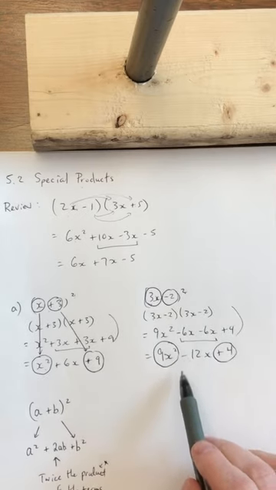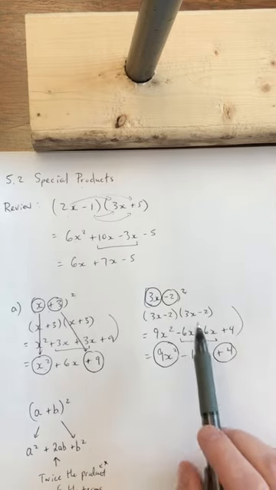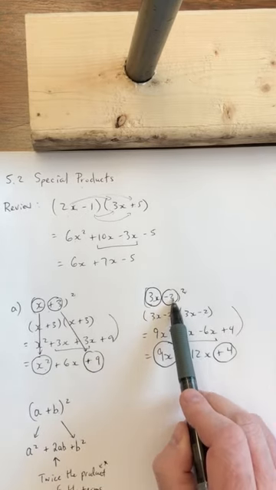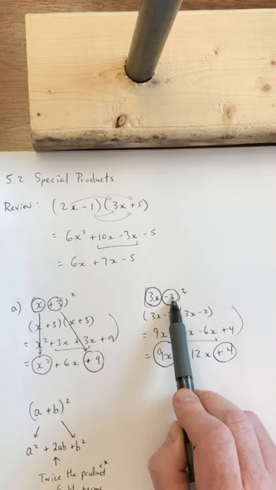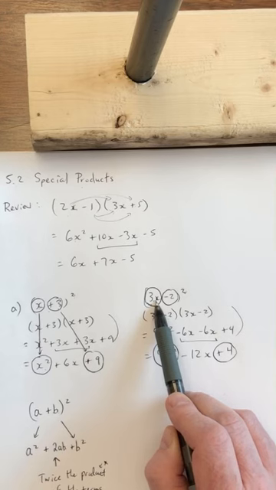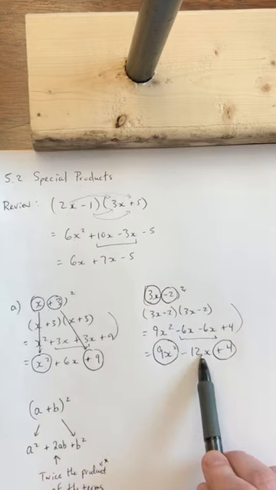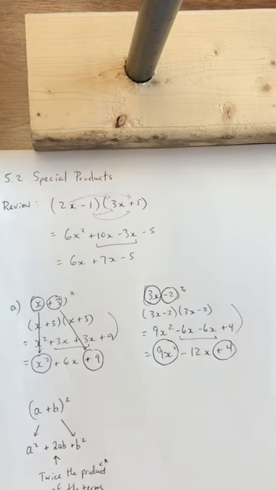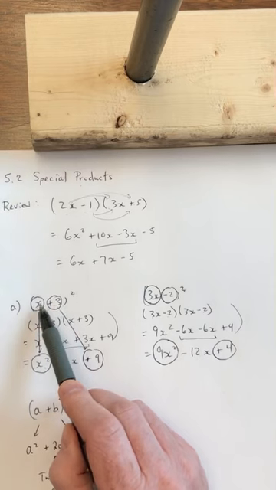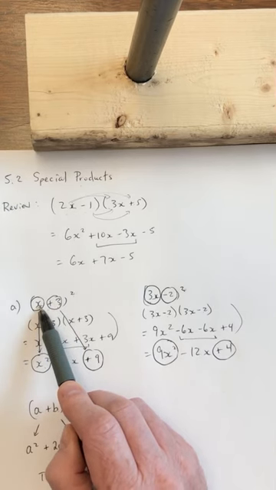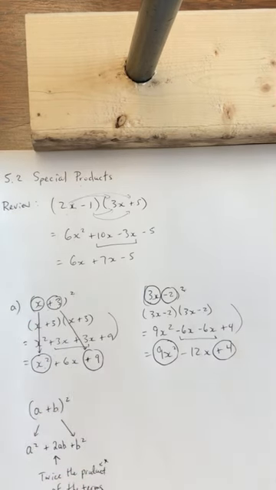So you can see over here the same thing. We did negative 2 times 3x, which is negative 6x, and we doubled it and got minus 12x. 3 times x is 3x, double it, 6x.